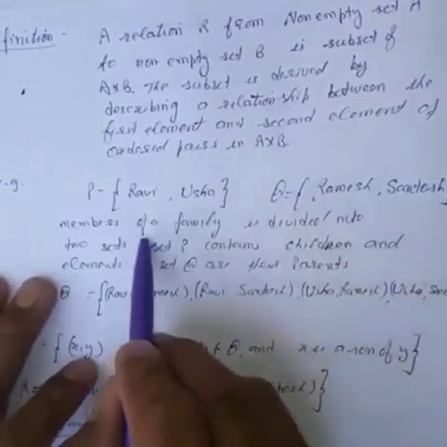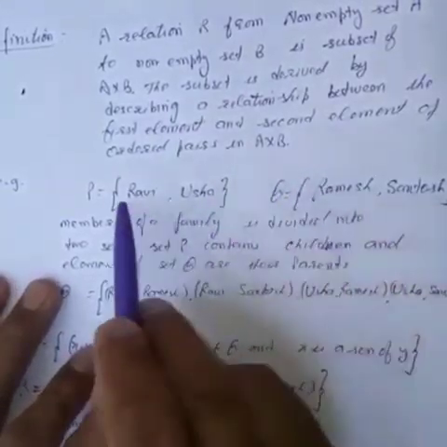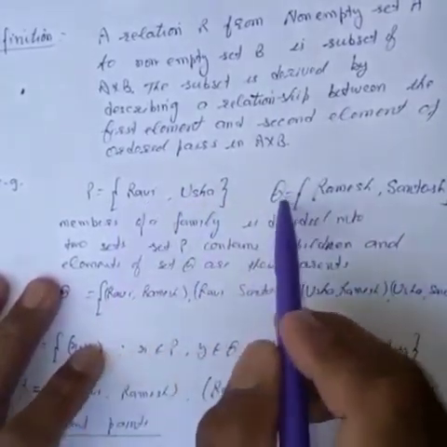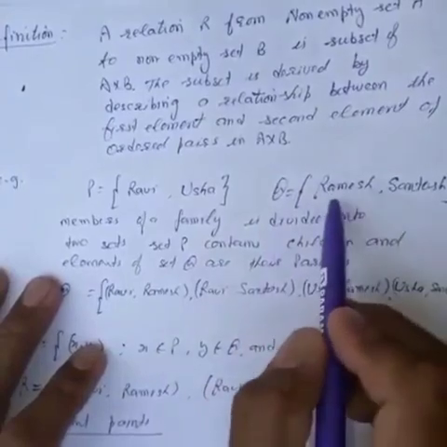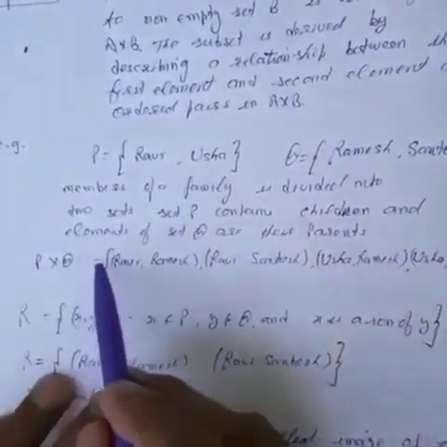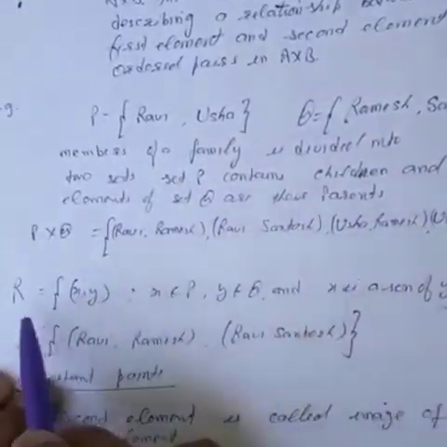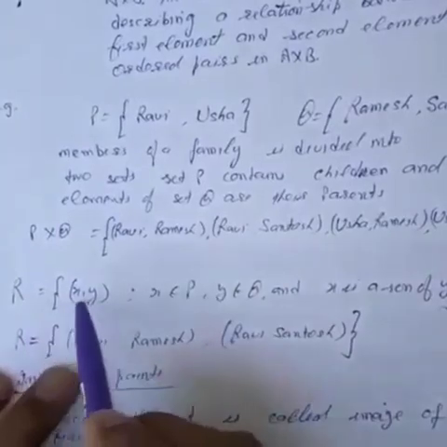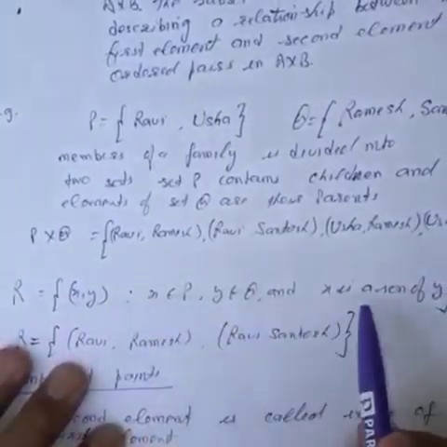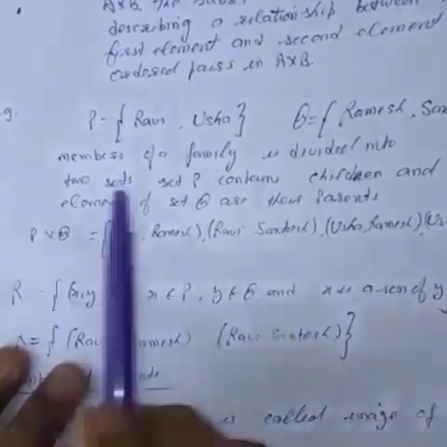In Q, all members of a family have been divided into two parts. The elements of P are two children in the family, and elements of Q are parents, so Ramesh and Santosh. Now P cross Q, we can write the Cartesian product. It will contain 4 elements. Now R is a relation defined as xy, where x is a son of y. X is a son of y.